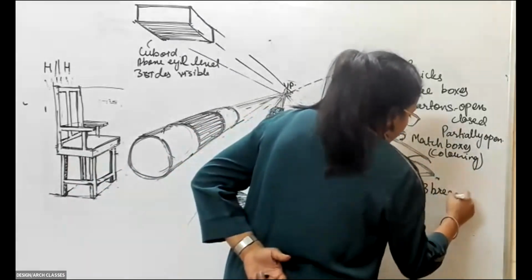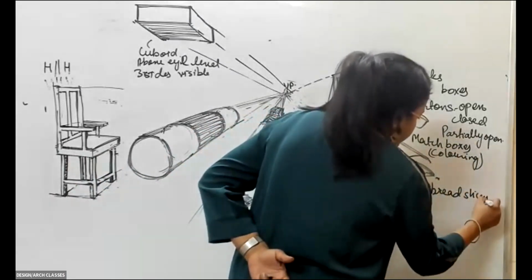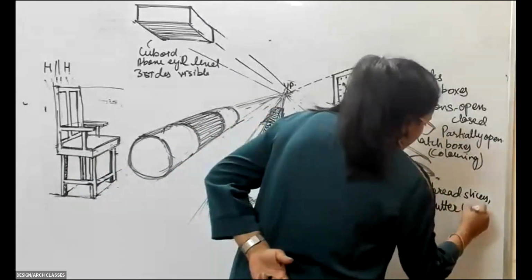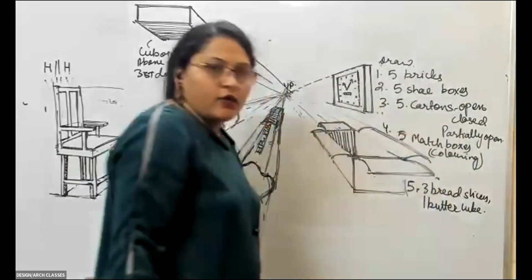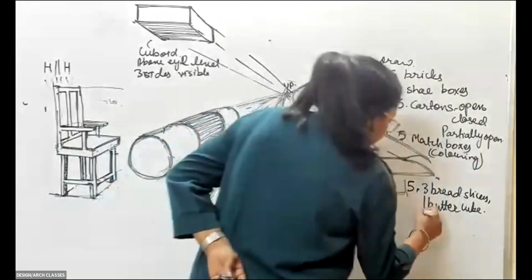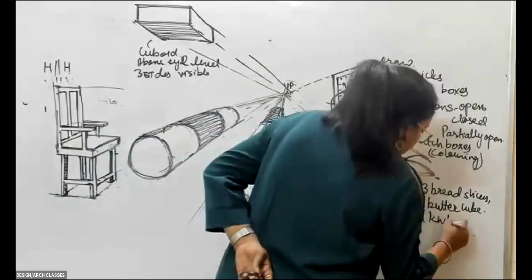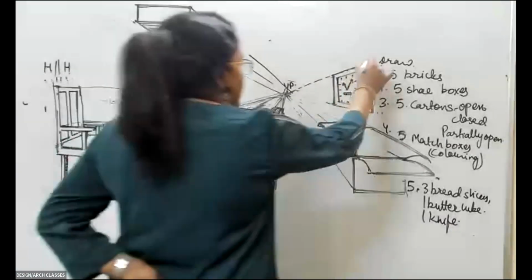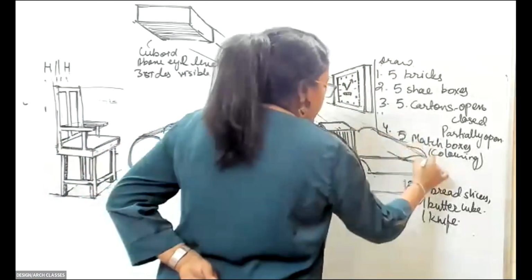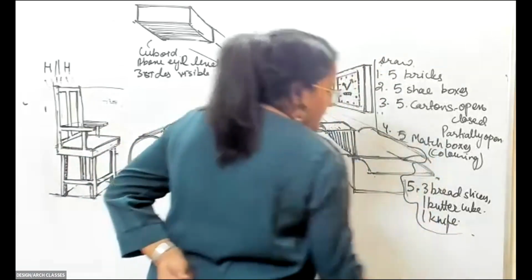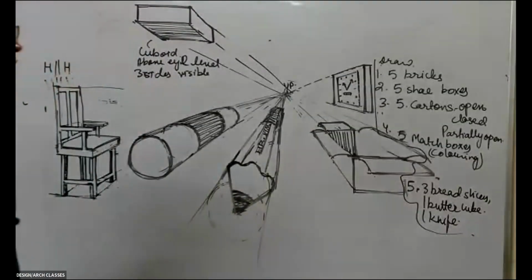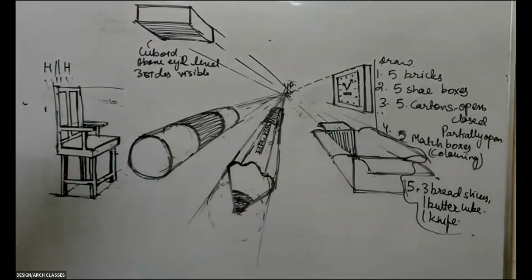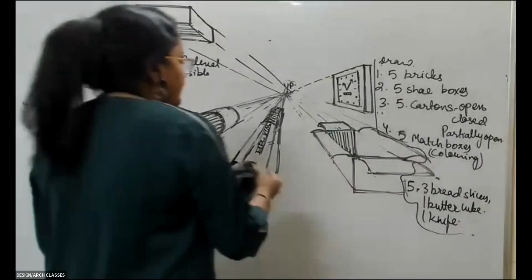3 bread slices, 1 butter cube. This can also be tried, and 1 knife. Try doing it from 1 point perspective. Please write it down. So if you write, you will be able to explore perspective, still life, and sense of composition. Please note it down, everyone.